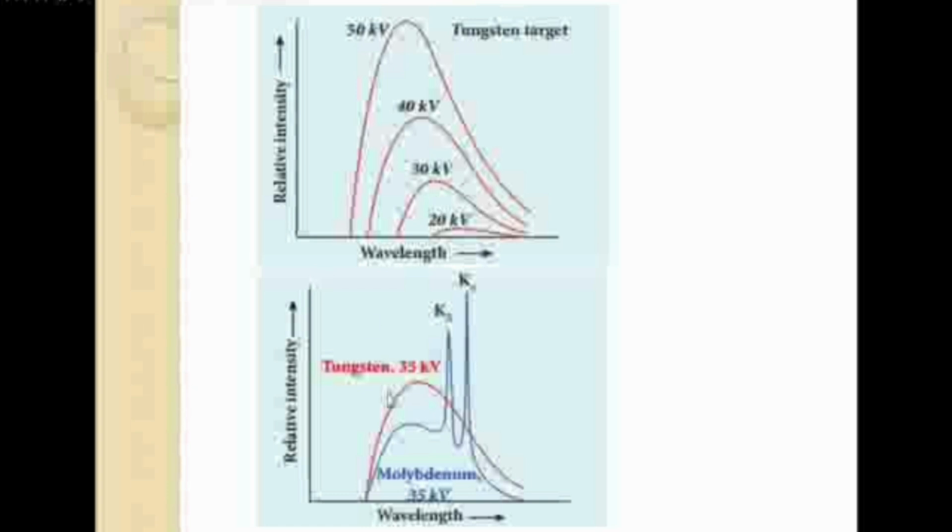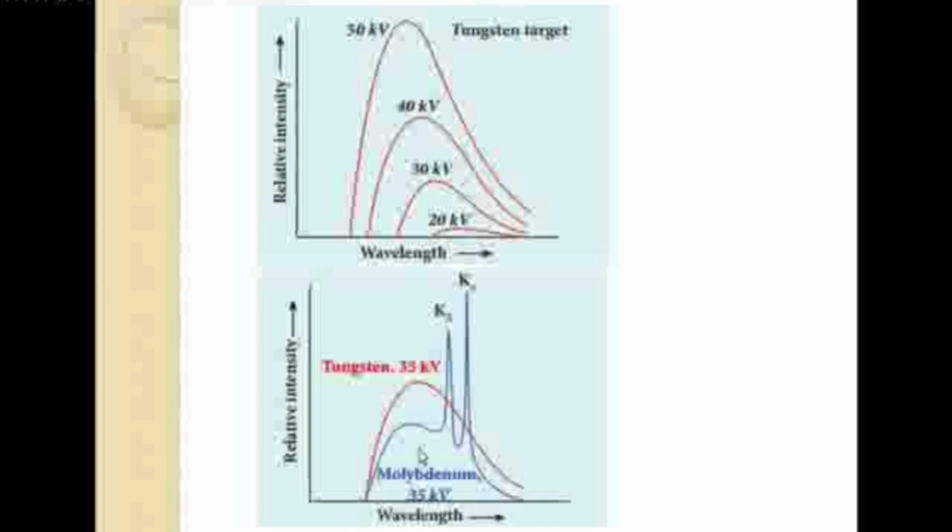See the next graph. It has two lines: one is a red line, another is a blue line. The blue line is for molybdenum. The red line is for tungsten. So 35 kilovolts potential is applied to the tungsten or the molybdenum material. Tungsten has the continuous spectrum. The red line has no peak value, it is a continuous spectrum because it has wavelengths from here to here.